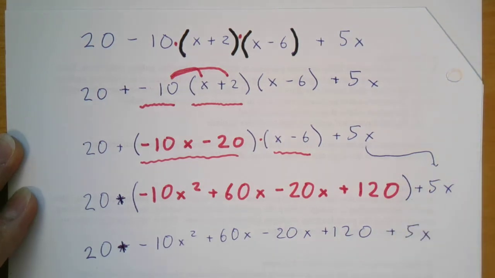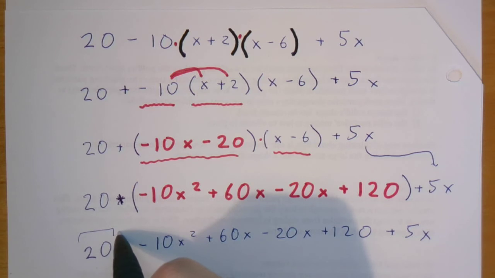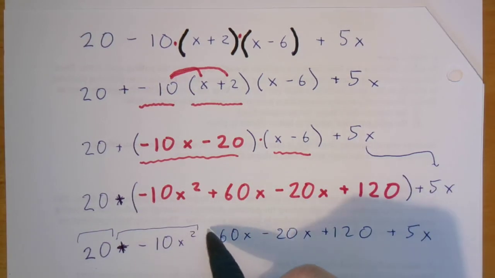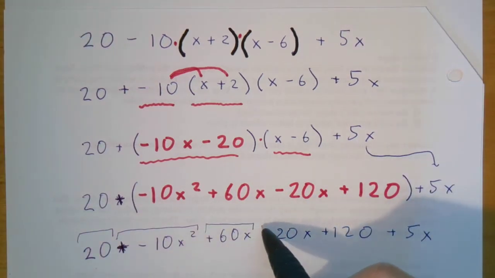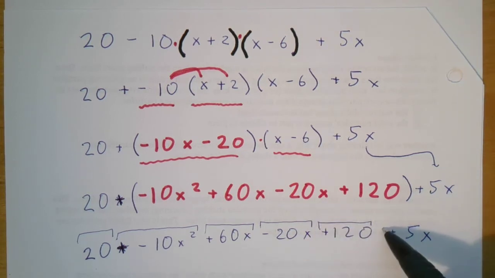Okay, so at this point I have done all the multiplying and dividing. So all that's left is to add the like terms. If you do not remember how to add like terms or to combine like terms, check out my video about that. Okay, sure.